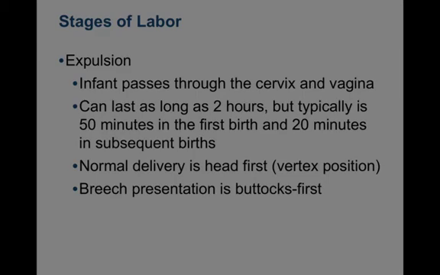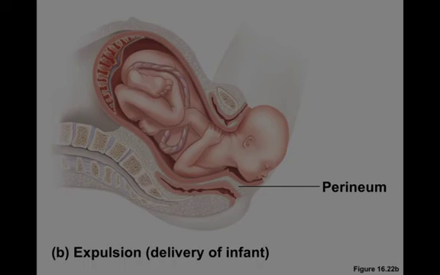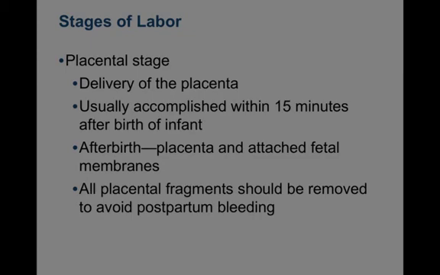Normal delivery is head first in the vertex position, right? Breech presentation is buttocks first, and that's a whole different story. But we'll try not to do that either. All right, so expulsion, head down, face down. All right, and then afterwards you have the placenta stage, usually within 15 minutes of birth of the infant, so right after. And then your afterbirth is the placenta and the fetal membranes. Fetus comes out, dad gets all the glory, yay, you know, honey, you did so good, cuts the umbilical cord, runs over, takes care of the kid, and mom's dealing with that. That's not the way it works.